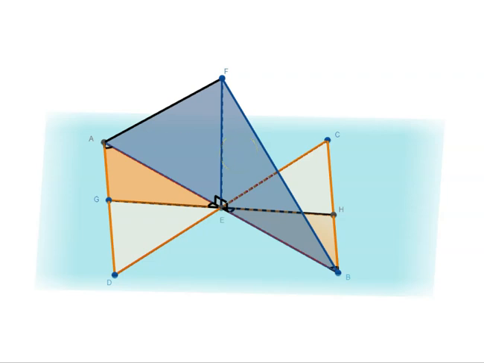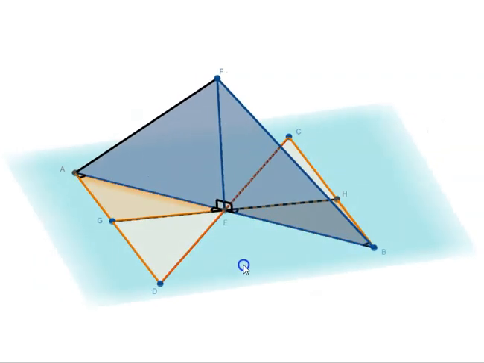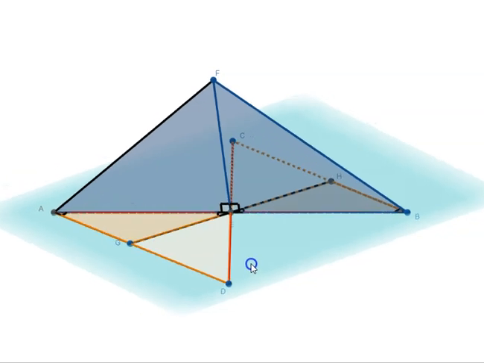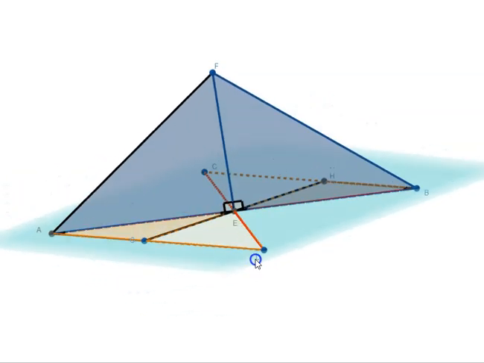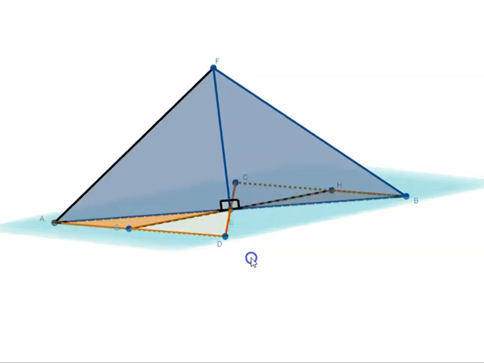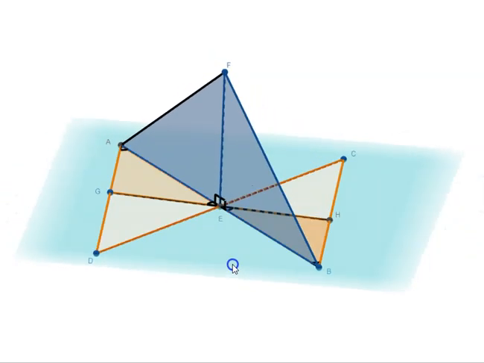Now if these two triangles are congruent, that means AF is equal to BF. Now it may not look like that because we are looking at it sideways. If I rotate it, you will notice that it is equal. Yes. So you have to be careful.